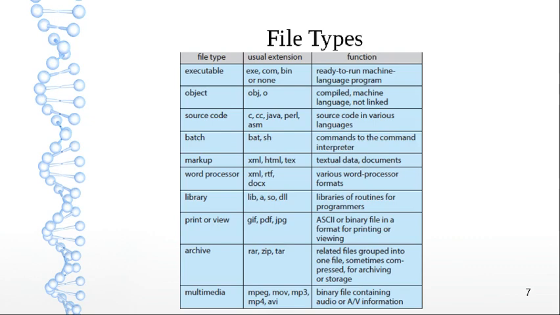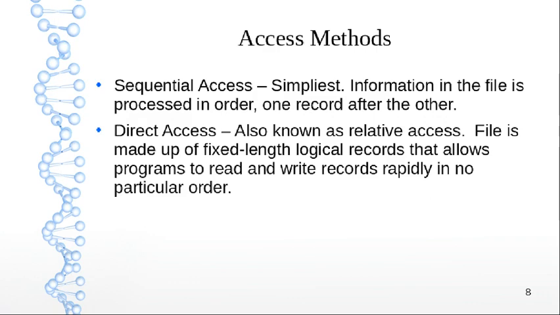And let's say if it is a JPEG, so I thought it is a photographic file, so it is not actually, it is a print or view. So these are actually the different types of files. Now, in the file system, there are two different types of access methods.